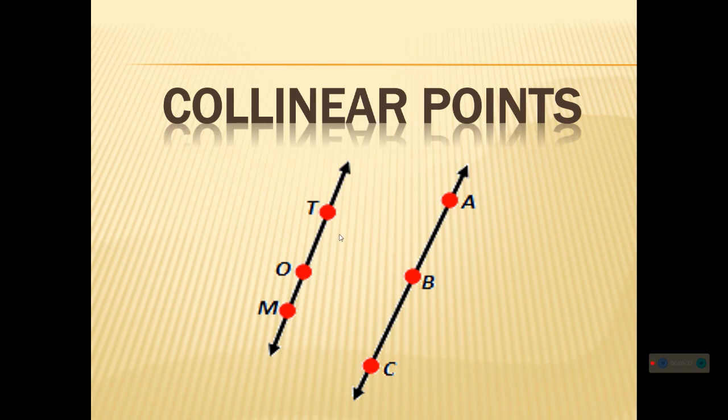Here is an example of sets of collinear points. Points T, O, M are examples of collinear points since they are on one line, the same line. We also have points A, B, and C here. This is also a set of collinear points.